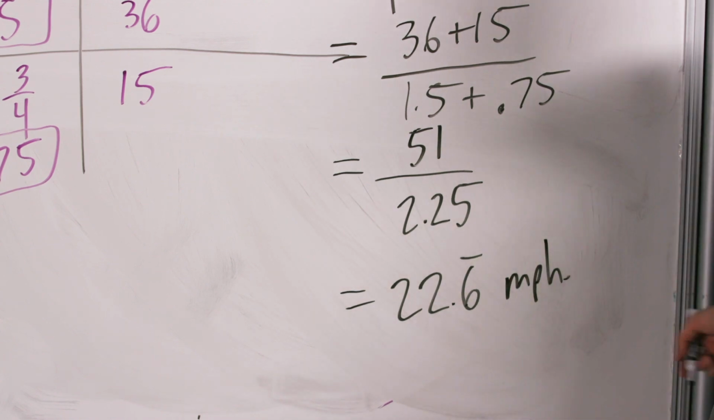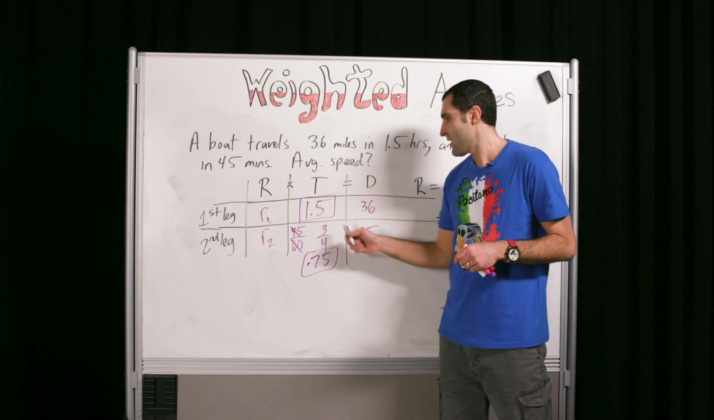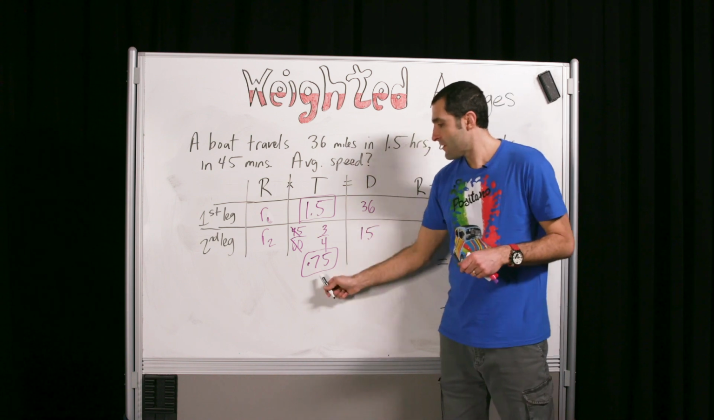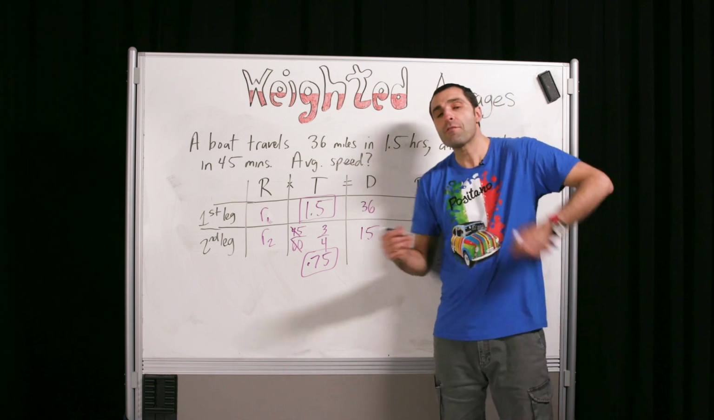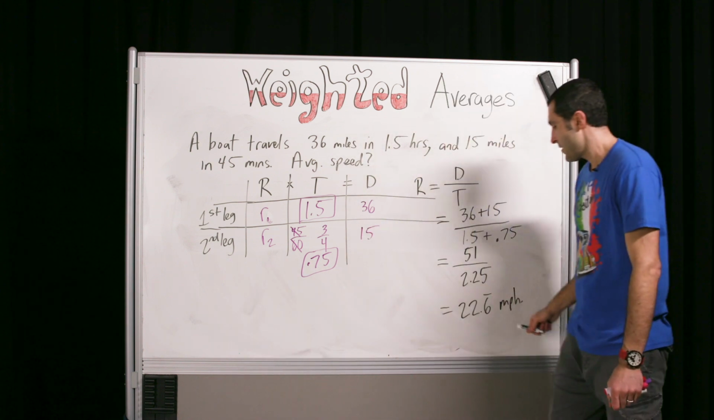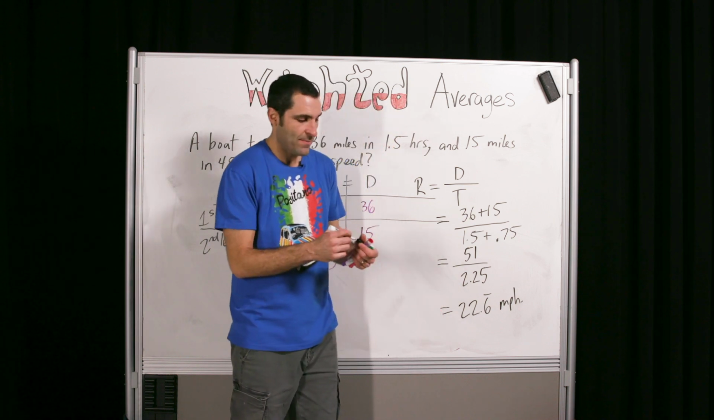Okay, so it turns out that if I travel 36 miles in 1.5 hours, then it takes me 3/4 of an hour to go 15 miles. Overall, the average is 22.6 miles per hour was my speed.